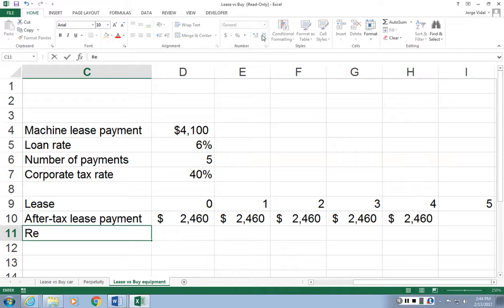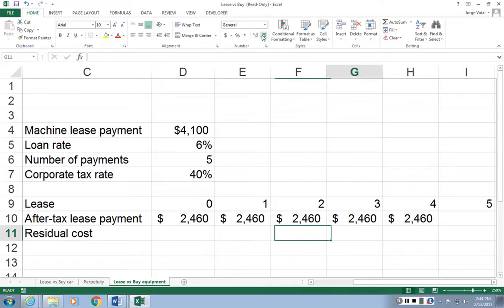And then because the company's leasing the equipment, there is going to be a residual cost that the company has to pay. That equals, again, in the little handout I gave you, $12,600.